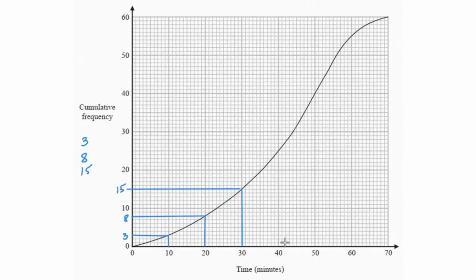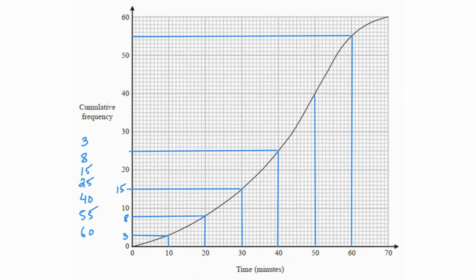Then 40 is 25. Then at 50, we have 40. At 60, we have 55, and at 70, it's 60. So these are your cumulative frequency values.